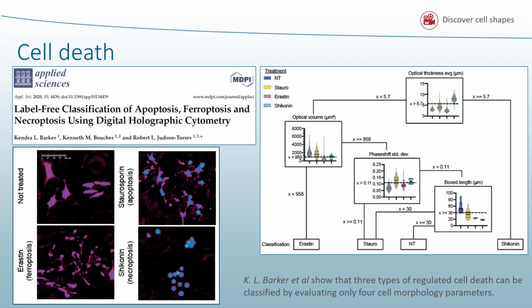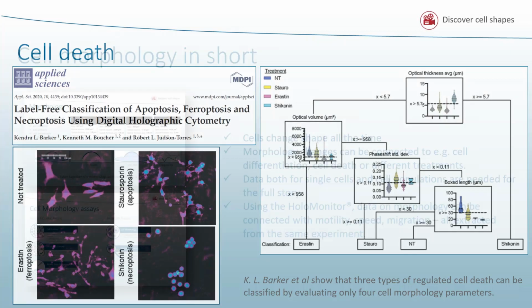Then they went to the optical volume, just straight off the volume of the cells. And they could see that when the volume was smaller, they had ferroptosis. And with the larger volume then, they combined that knowledge with a phase shift, standard deviation. And they could sort out not treated cells from the apoptotic cells. So in a 4-step classification, just looking at morphology, they could say, this is that kind of cell death, this is that kind of cell death. I think that's kind of impressive.